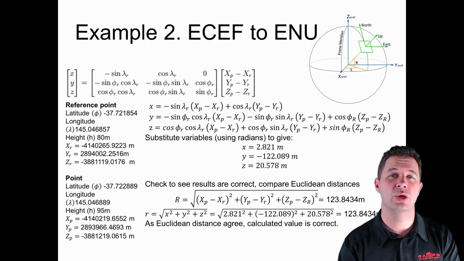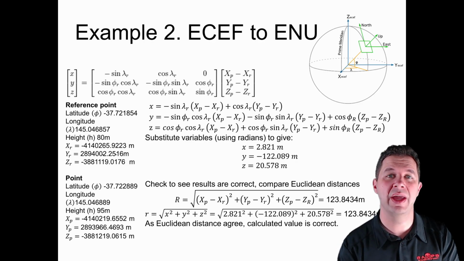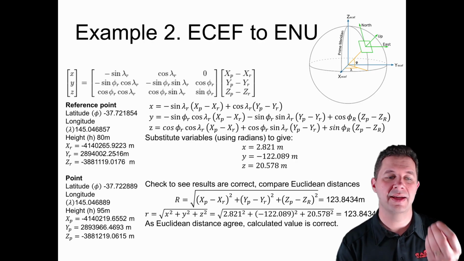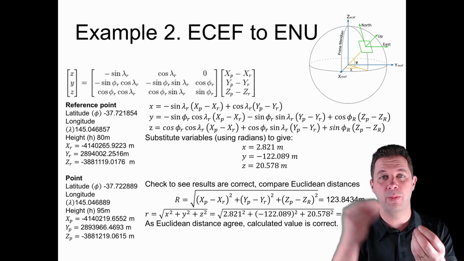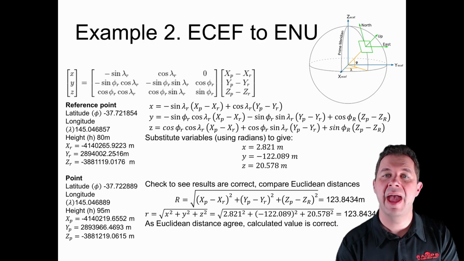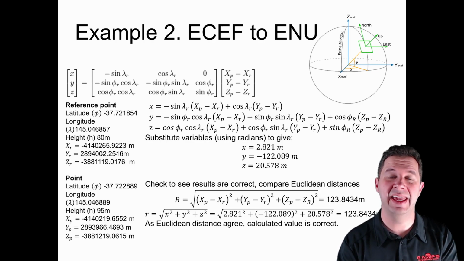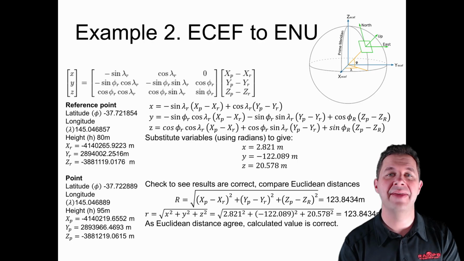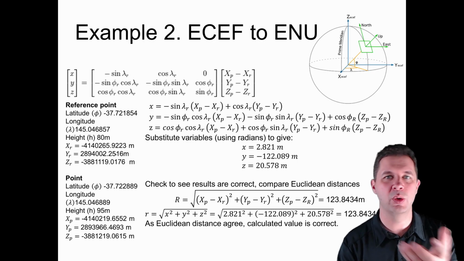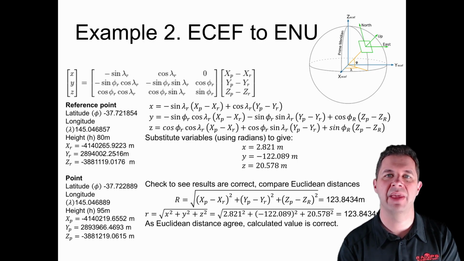One little check that we can do is look at the Euclidean distance between our center reference point value and the point that we're dealing with. And we can compute this two different ways, one in the ECEF and one in the ENU, and they should both agree because they're equivalent reference units to each other. And in this case, they do.